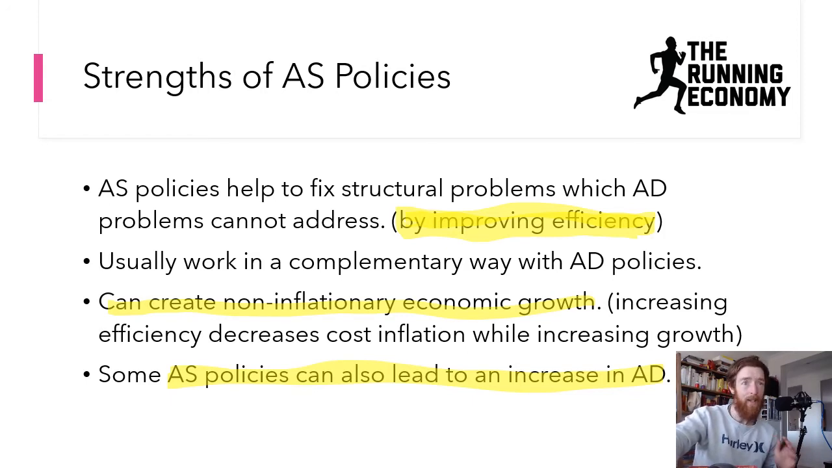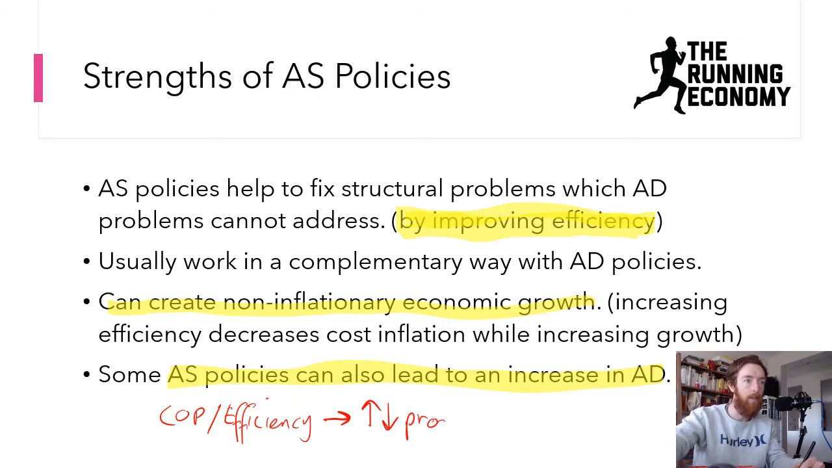And so how this works, like with any policy that you're talking about, if you have to tie it to strengths and weaknesses, you're going to mention a policy, talk about how it impacts either the cost of production or the efficiency. And then from there, that's obviously going to increase or decrease production, which will then lead to an increase or decrease in aggregate supply.